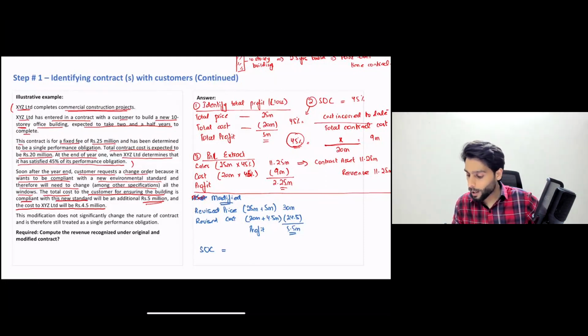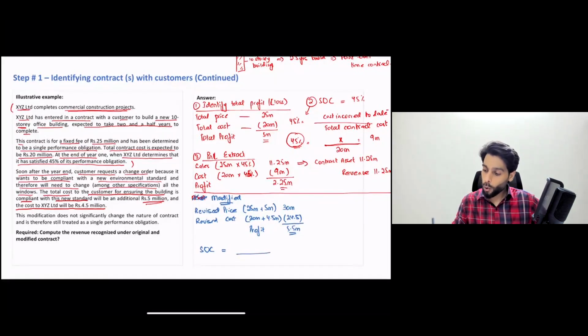So if we recalculate stage of completion, our total contract cost is now 24.5 million. What is the actual cost incurred to date? It still says 9 million rupees because this is soon after the year end, meaning no progress would have been done till now. So 9 divided by 24.5, which is the new contract cost. Earlier it was 20 million, now it is 24.5 million. It is around 37% rounded off.